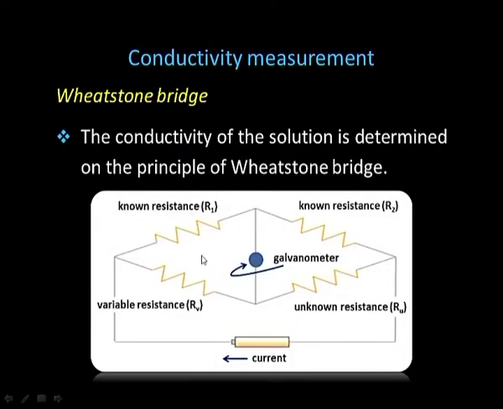Let us now come to conductivity measurement. We normally use a Wheatstone bridge. The conductivity of the solution is determined on the principle of the Wheatstone bridge. So, let us now consider this circuit. The first resistance is known resistance R1, the second known resistance R2, and here we have a variable resistance Rv and unknown resistance Ru. In the middle, we have a galvanometer for deflection, and the current is passed through the Wheatstone bridge as shown in the circuit.